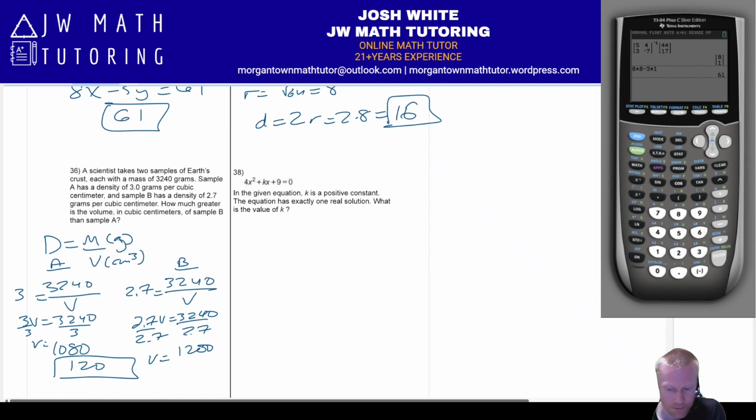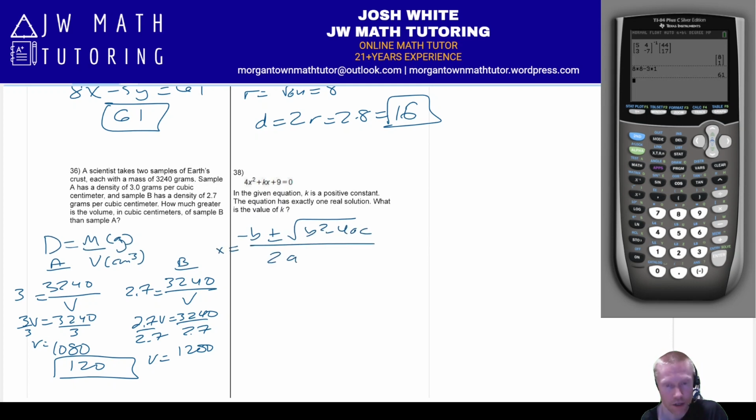Okay, for 38, there's a couple different things going on here. So basically, since this quadratic equation has exactly one real solution, what that means is if you think about the quadratic formula, which I've written out on the screen here, when it has only one real solution, the discriminant, i.e. the expression under the square root, the whole thing, equals 0. Okay? When it's negative, that means there's two complex or imaginary solutions. When it's positive, there are two real solutions. But when it equals 0, that's when there is just one real solution.